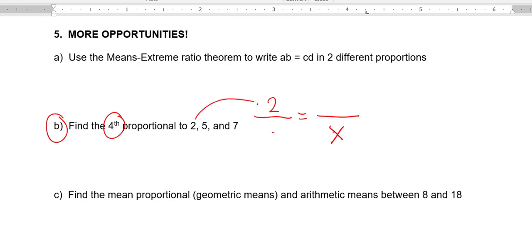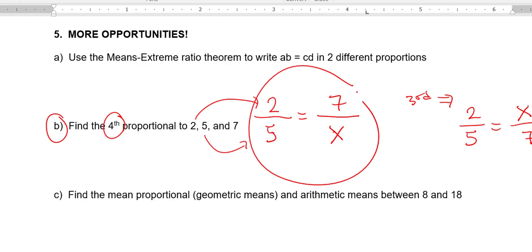2, 5, and then 7 goes here. If I were looking actually for the third proportional, it would be something like this. 2 and 5 are the first and second positions. x would go in the third position, 7 would go in the fourth position like this. But this is actually the original problem. Cross multiply, solve for x.